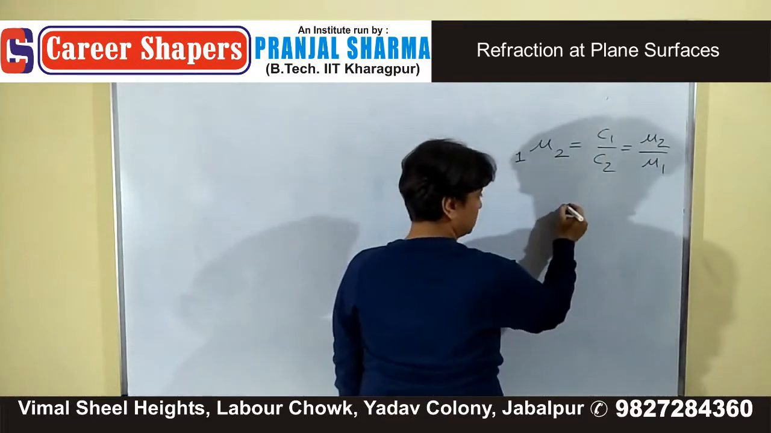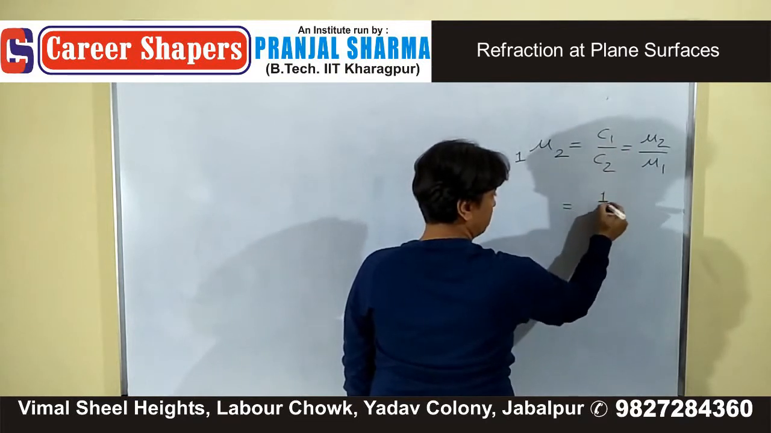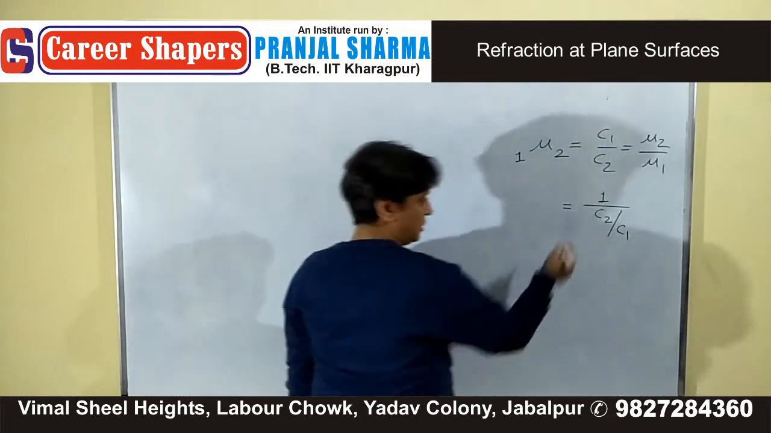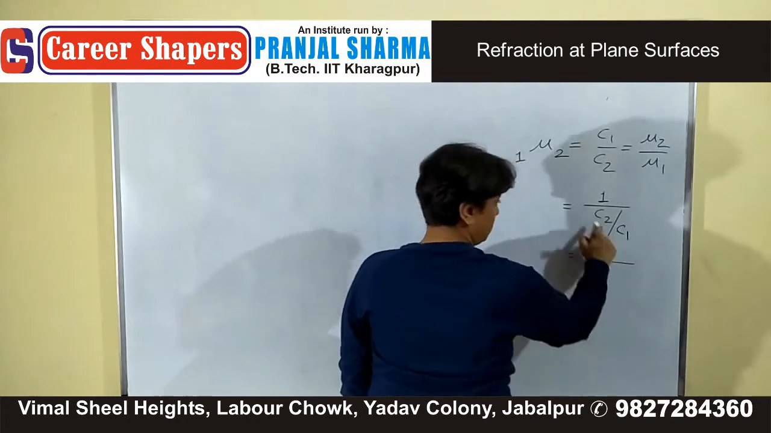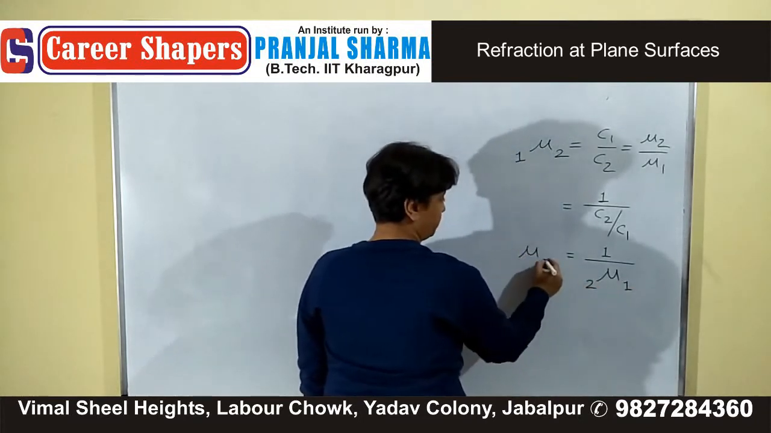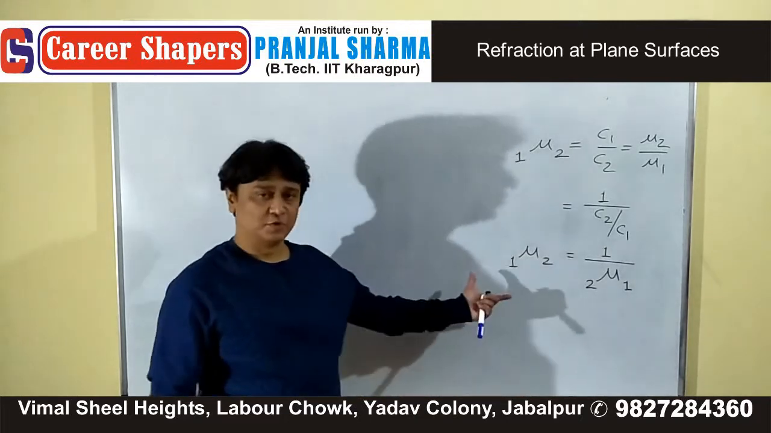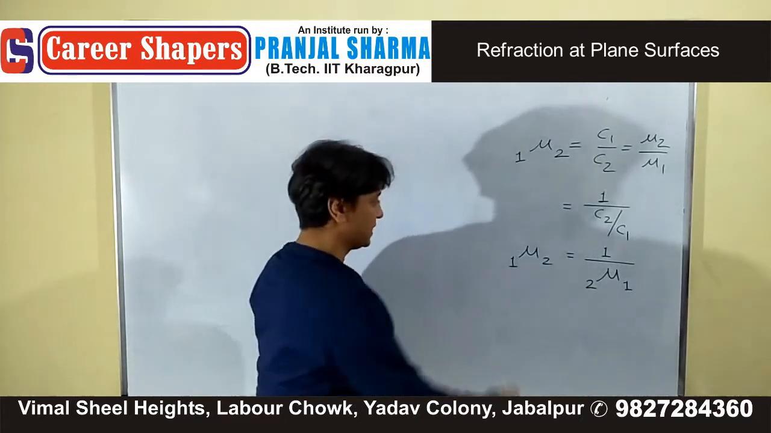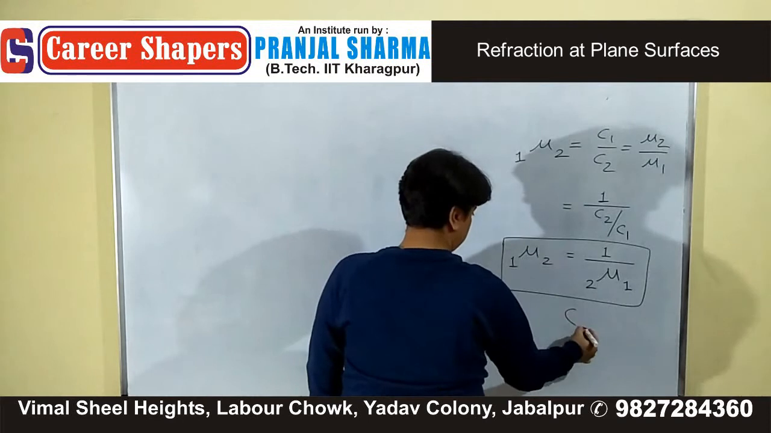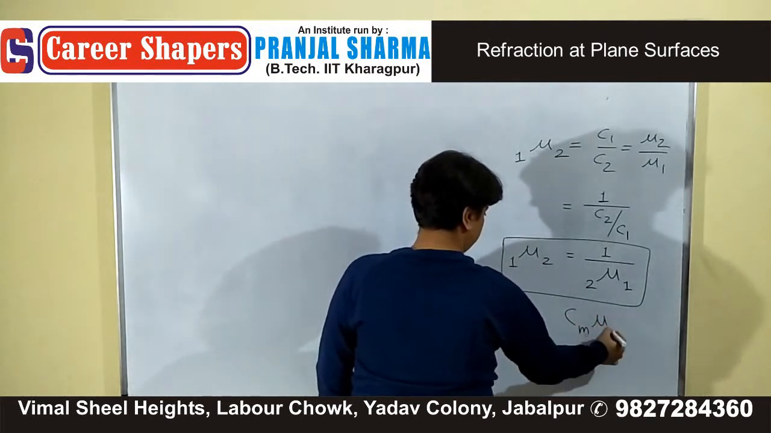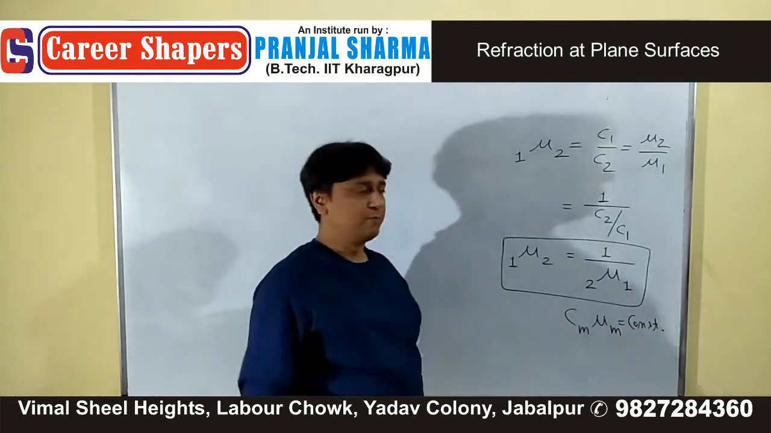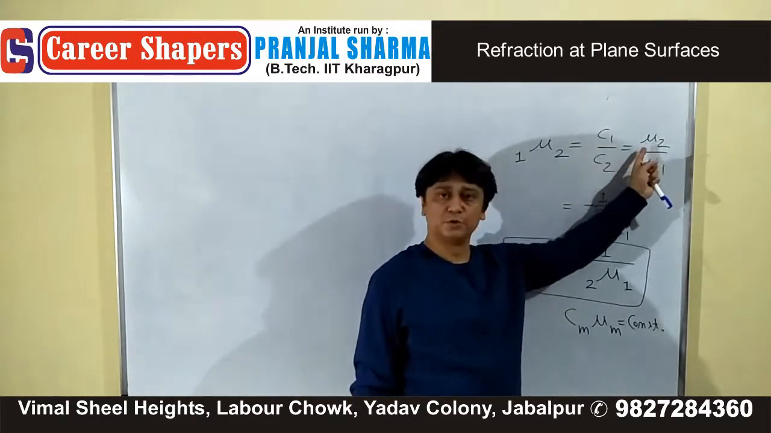You can see from this C1 upon C2, you can write it as 1 upon C2 upon C1. What is this? 1 upon, what is C2 upon C1? Refractive index of 1 with respect to 2, which is nothing but law of reversibility. We had seen this thing earlier. And then speed of light in a medium multiplied by refractive index of that medium is always a constant. It will help you in remembering this. This is C1 upon C2, this is mu2 upon mu1.